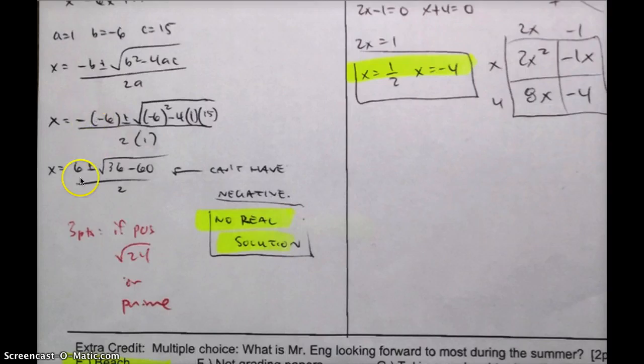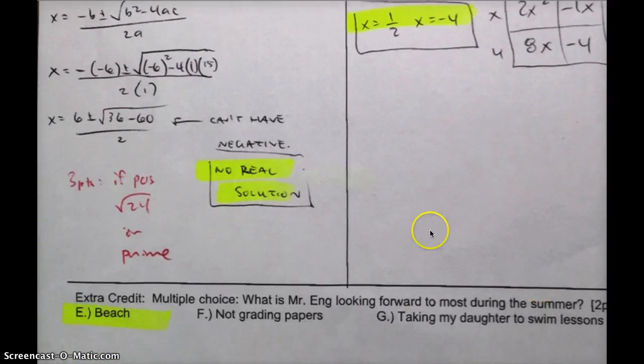So the opposite of -6 is a +6. I have the symbol called the plus or minus. I have the radical sign. -6 squared, so -6 times -6 is a +36. And here, this is not -4. I really say it's -4 times A times C. So -4 times 1 is -4. -4 times 15 is a -60. 36 minus 60 is a -24.